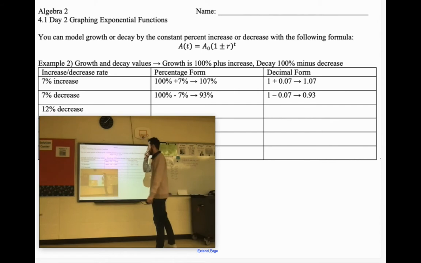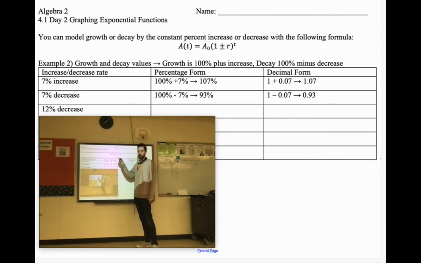Here we go. So first we're going to just build into the formula. We talked about this formula yesterday. A sub 0 is like your initial amount, and then you do 1 plus or minus the rate as a decimal, right? So they're going to give it to you as a percentage, like 6%. You turn it into 0.06. You either add it if it's growth or subtract it if it's decay. And then t is time, so that's going to be your exponent, and it's usually in years. So let's say like 4 years, so you would put a 4 there.